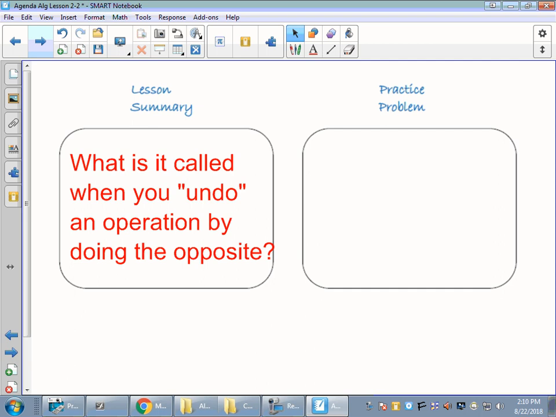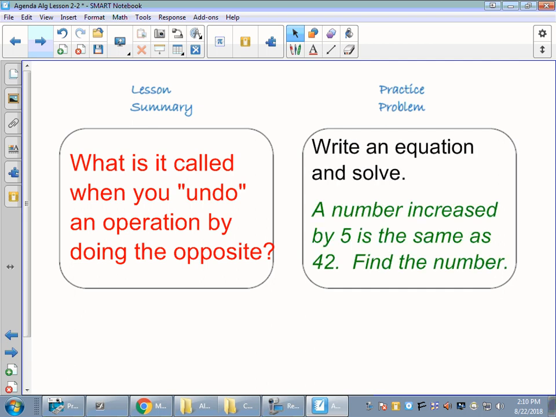And then your practice problem is to write an equation and solve. A number increased by 5 is the same as 42. Find the number. So we're going to write that into an equation form, and then we're going to solve it. Okay? So that does it for section 2.2, solving one-step equations, and bring stuff with you for class tomorrow if you have any questions, and we will get to work on this stuff.